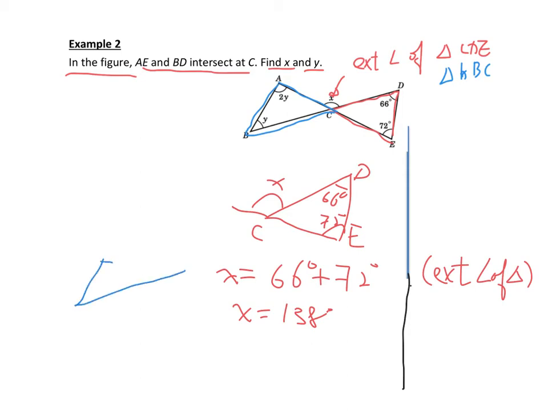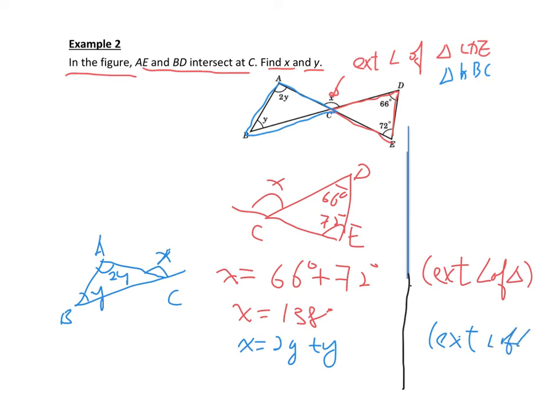ABC, as x is also an external angle of this triangle ABC, actually we can apply the property of the external angle of a triangle once again, that x is equal to 2y plus y, external angle of triangle, so that 138 degrees is equal to 3y. So lastly, y is equal to 46 degrees. That's it.